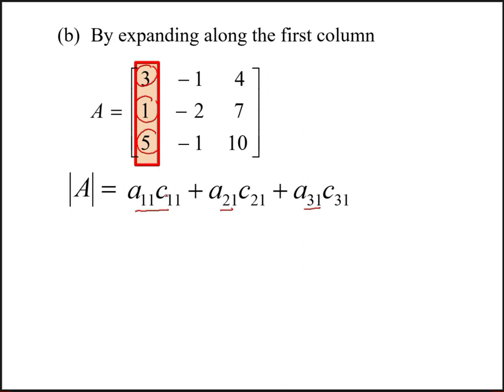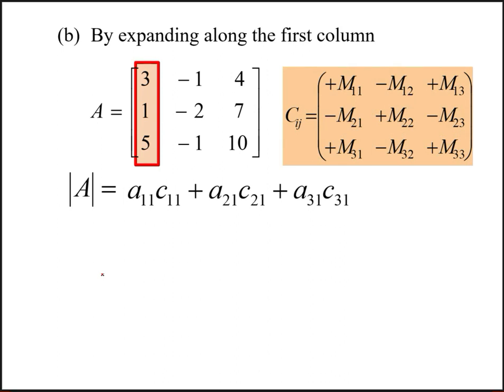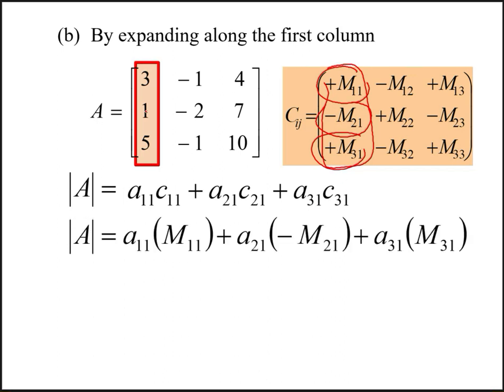Next, simplify the cofactors. C11 is situated here, C21 is here, and C31 is here. It's also in the first column. Replace C11 with positive M11, C21 with negative M21, and C31 with positive M31. Next, you just have to find your minors. Next step, A11, which is the first element in this column.